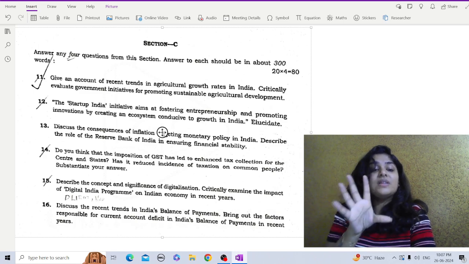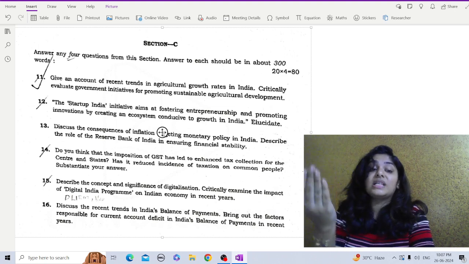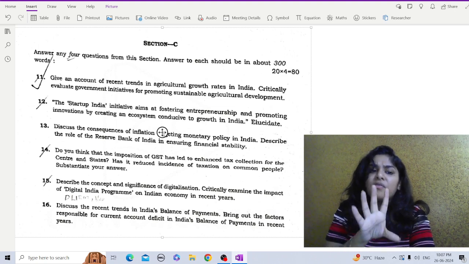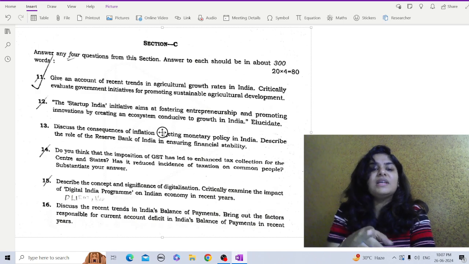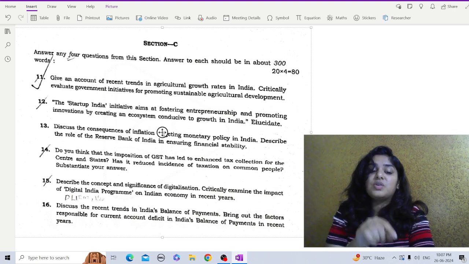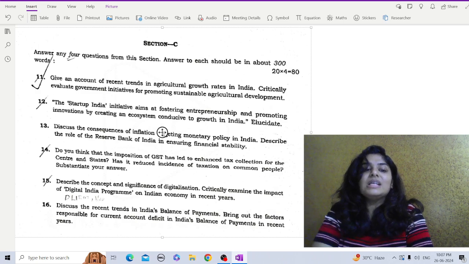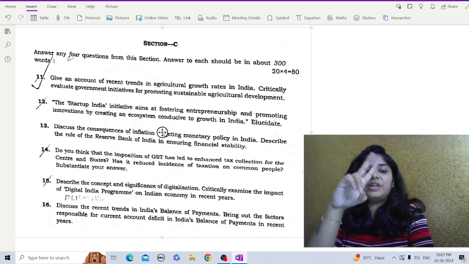However, the incidence of taxation on certain goods and services has increased due to higher GST rates compared to the pre-GST era. For example, services that were previously taxed at 15% under service tax are now subjected to an 18% GST rate. Okay. So what are the substantiations of this? Increased revenue, reduced cascading effect and tax rate rationalization.